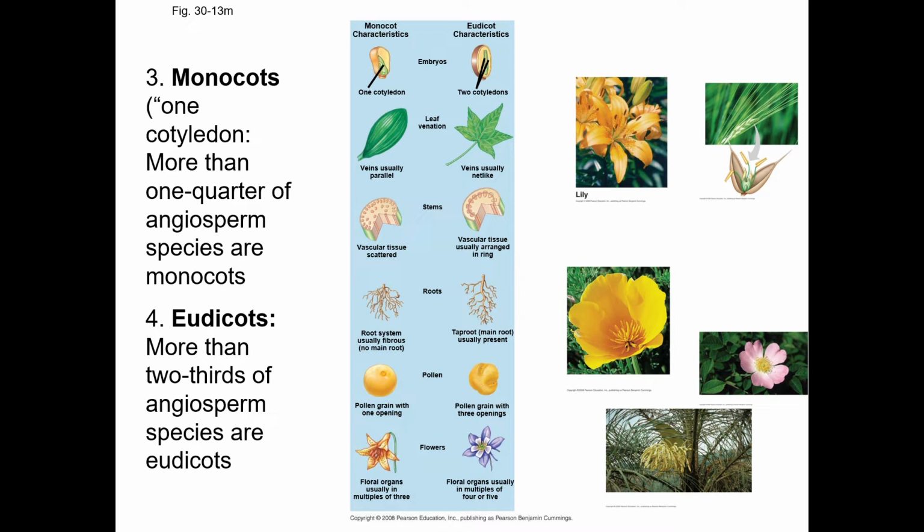And then as far as the flowers are concerned, this is something that you can observe out in nature too, without pulling the plant up or having a microscope. And that is the organs of the plant. The petals are usually in multiples of three in monocots, whereas dicots are usually in multiples of four or five.